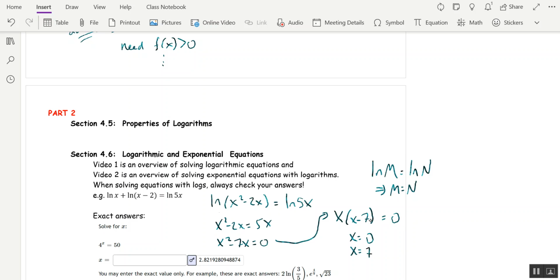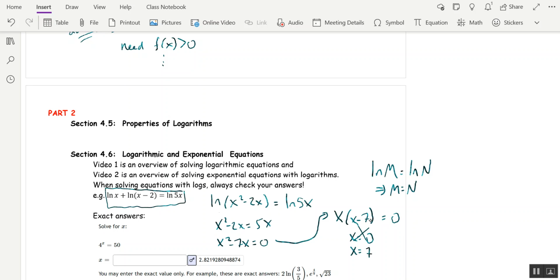But we don't, because take a look at the original equation. It's not even defined when x is 0. You cannot take the logarithm of 0. If you put in 7, you're good to go. Everything's defined. But x equals 0 is no good, so you have to toss it out.